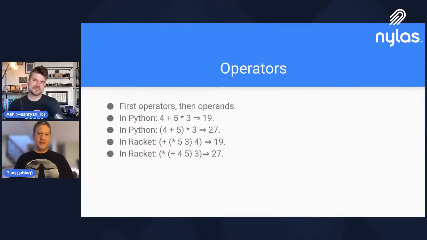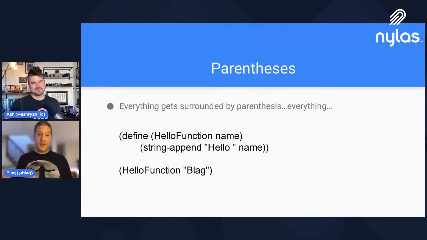Mm-hmm. Yeah, and at first glance, it's kind of similar to Forth, but in Forth you would have 4, 5 plus. In this case, you have the operand first. Then everything gets surrounded by parentheses, like everything. So here we are defining a function. We say open parentheses, define, open parentheses, hello function, which is the name of the function, then the parameter, which is name, and we close parentheses. And then for the body, we surround it by parentheses. We do string append, which is just going to grab 2 strings and append them together. Hello, and then the parameter name. So we obviously close the parentheses.